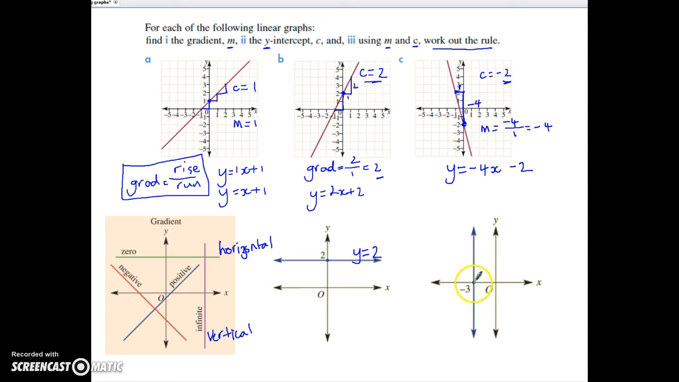Over here on the x, I'm at minus 3. Anywhere along here, the x value is minus 3. It doesn't matter what's going on with the y. So in this case, my equation here is x equals minus 3. Any vertical line just has an x equals equation.